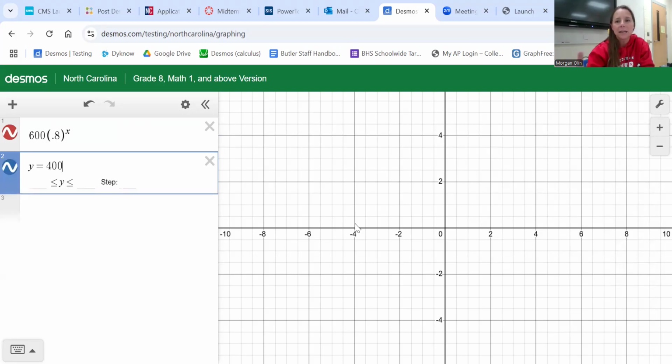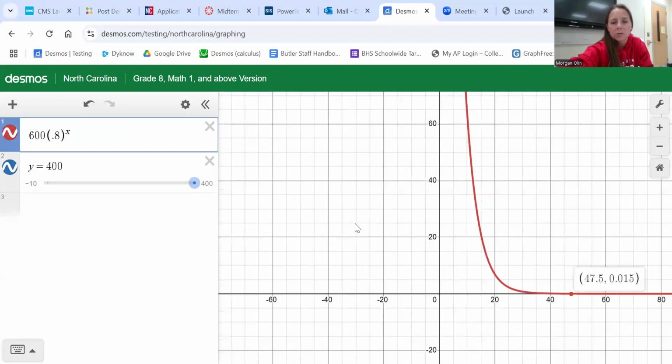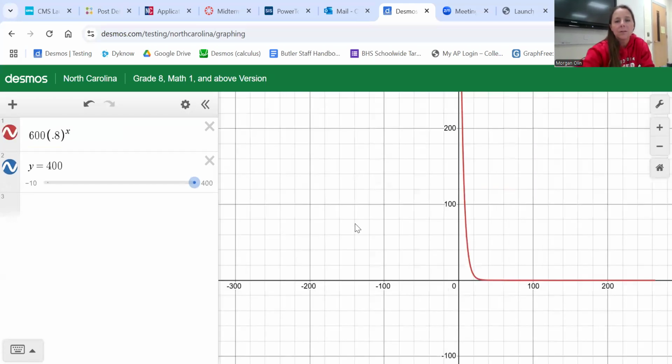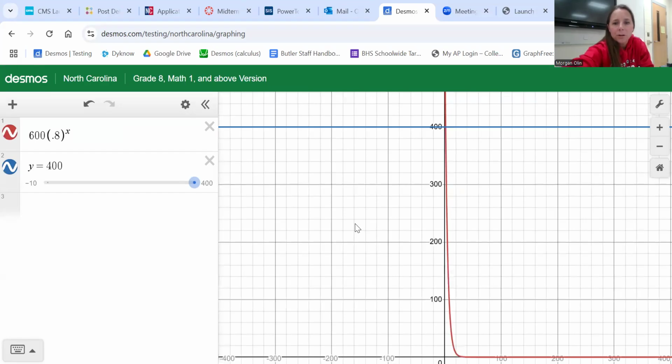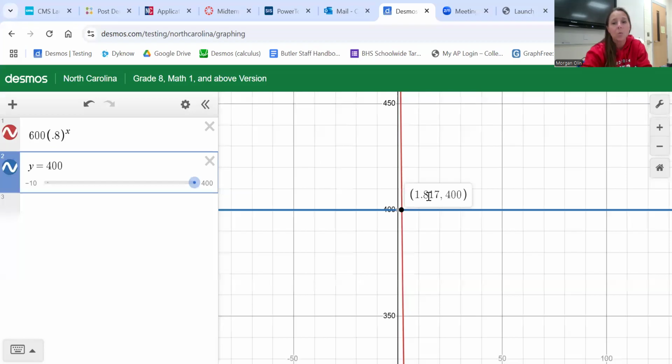Now we don't see anything, so I'm going to zoom out, just using my fingers. And if you think of it, it's got to be 400. Now you're going to want to zoom right back in, because we don't want this y-intercept right here. We want this x-intercept where they cross. It was in between 1 and 2, so it's exactly at 1.817. 1.817. All right, so let me go back.